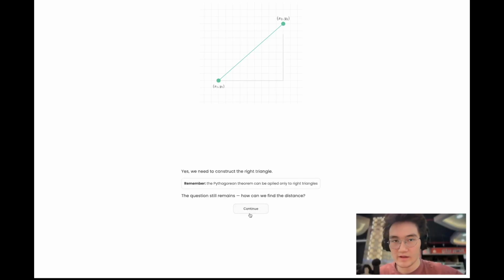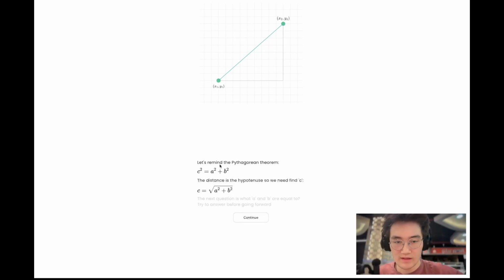Okay, obviously I know everything here. Yes, we need to construct the right triangle. Remember, the Pythagorean theorem can be applied only to right triangles. The question still remains, how can we find the distance? Let's remind ourselves of the Pythagorean theorem, c squared is equal to a squared plus b squared. The distance is the hypotenuse, so we need to find c. The next question is what a and b are equal to. Try to answer before going forward.